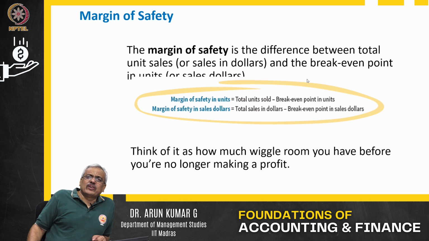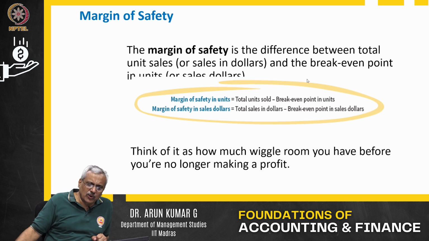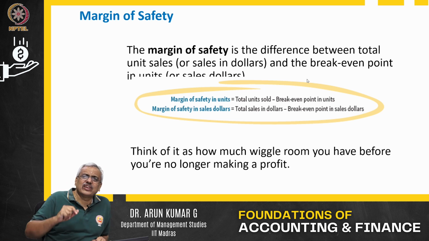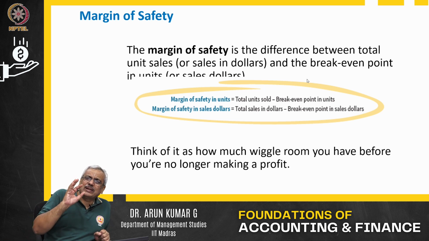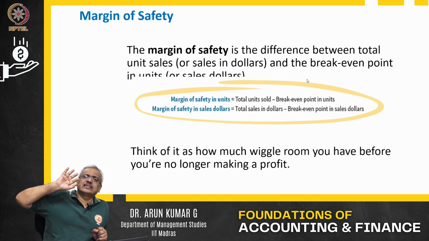The next aspect we talk about is margin of safety. If it is an ongoing firm, the firm is already working on something, then I want to know what the margin of safety is. Margin of safety means the sales that I am currently doing which are above the break even. That is what we call margin of safety.